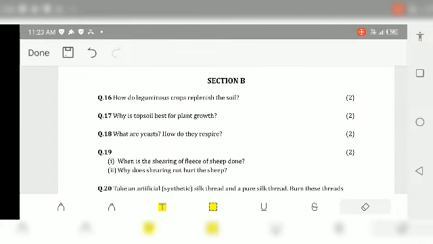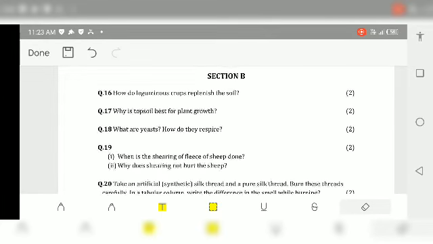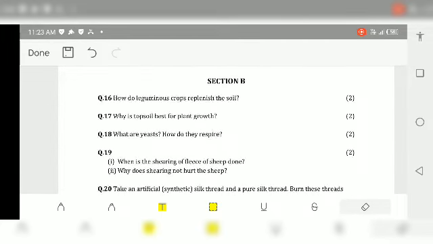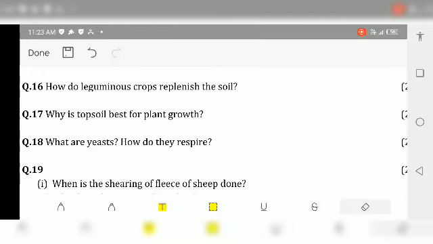Next is section B. How do leguminous crops replenish the soil? Leguminous crops have root nodules which contain rhizobium. Rhizobium converts atmospheric nitrogen into nitrates. These nitrates mix with the soil and enrich it. Thus, the soil gets enriched with nitrogen compounds.